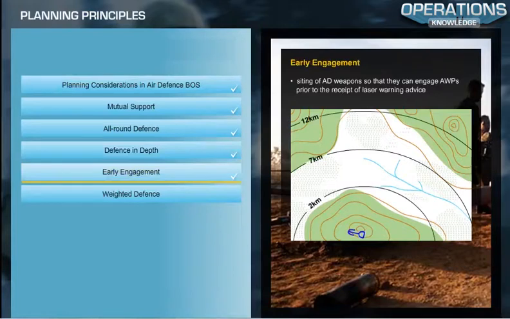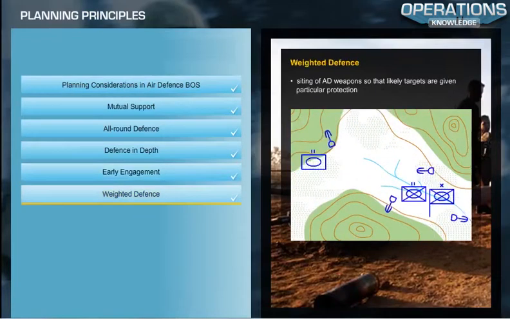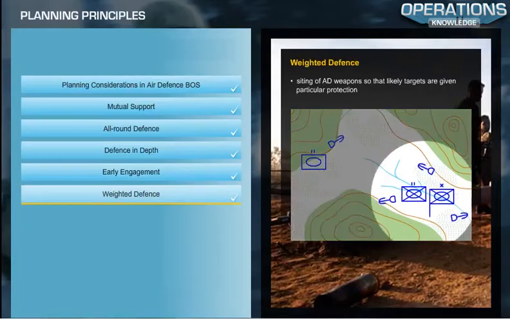Early engagement is the consideration whereby the engagement and destruction of hostile air weapon platforms occurs prior to their laser warning receiver. Because of the variety of both air-to-ground weapons and the methods of attack used by air weapon platforms, it's difficult to specify rules for the sighting of AD weapons to achieve the consideration of early engagement. Weighted defence is the consideration whereby likely targets or specific vital points in an area defence are given particular emphasis to ensure their denial to the enemy.